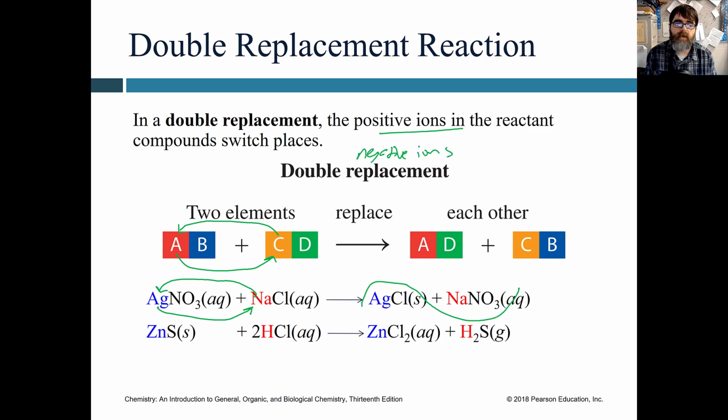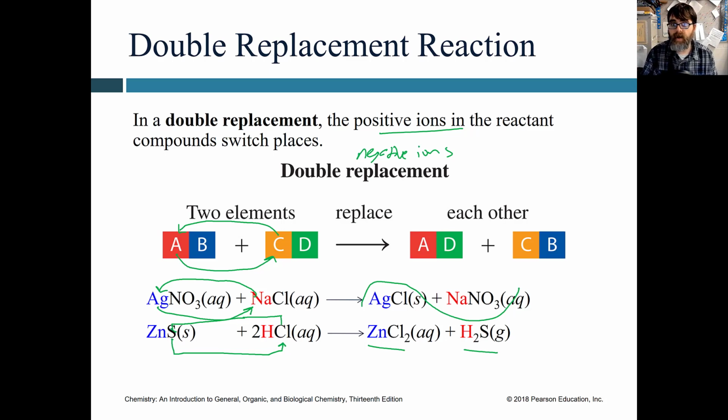You can try that with the first one, or I'll show it here on the second one, because that's not what they actually do. They don't color code it here, but if we take the sulfur and replace the chlorine with that, and we take the chlorine and replace it with the sulfur, then we end up with zinc bonded to chlorine and hydrogen bonded to sulfur. It's the same thing. Whether you're swapping the positive pieces or the negative pieces, you're going to get a replacement.